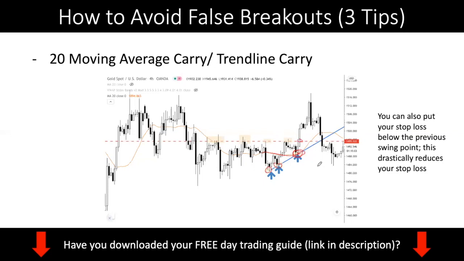Now you might ask, if you trade a breakout like this, where do you put your stop loss? With the 20 moving average carry or trend line carry, the good thing is that you can put your stop loss below the previous swing point low. In this case, it would be here. You can drastically reduce your stop loss, because you do not need to put it here, you can put it here. So from a risk reward perspective, you are risking less to make more.